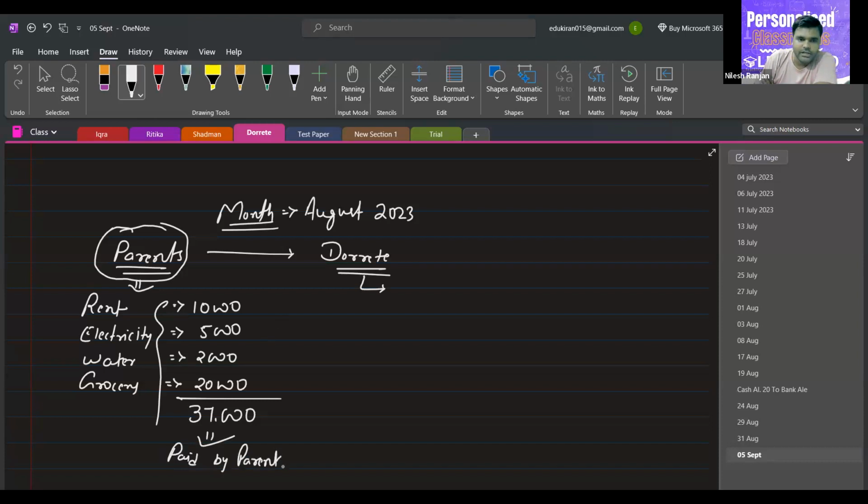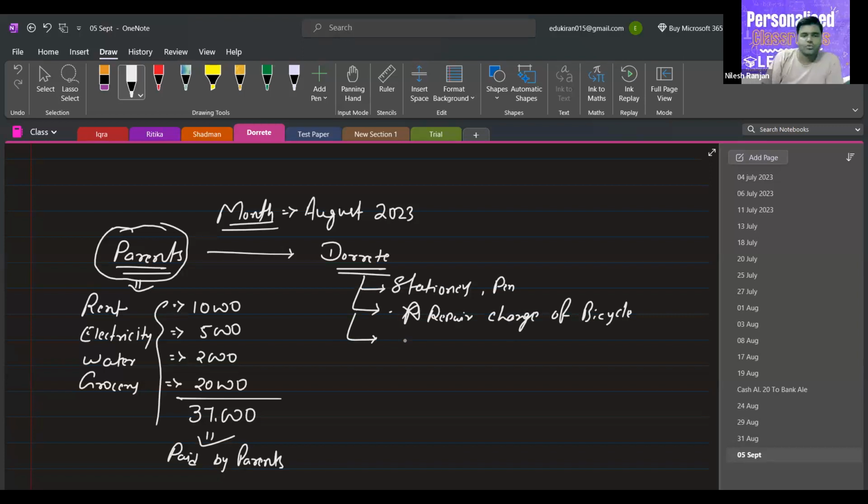But there are some small expenses like stationery or pen. Actually, pen is also included in this. And after that, you can say the repair charge of bicycle or motorcycle. These kind of expenses, these are small expenses. So you have been given the responsibility for payment of these expenses.